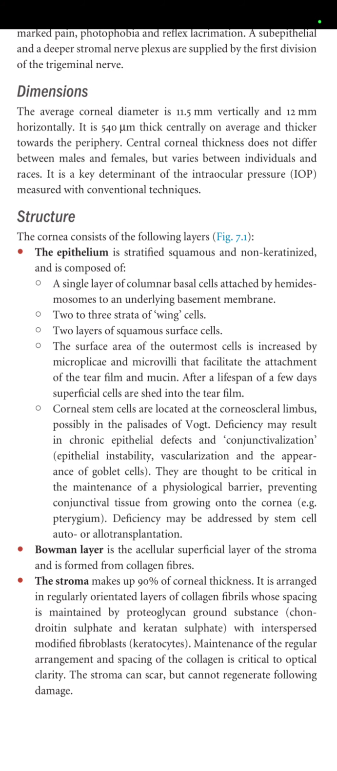They're thought to be critical in the maintenance of a physiological barrier preventing conjunctival tissue from growing onto the cornea, for example, pterygium. Deficiency may be addressed by stem cell auto and allo transplantation.